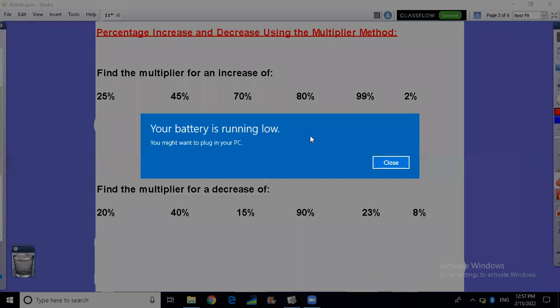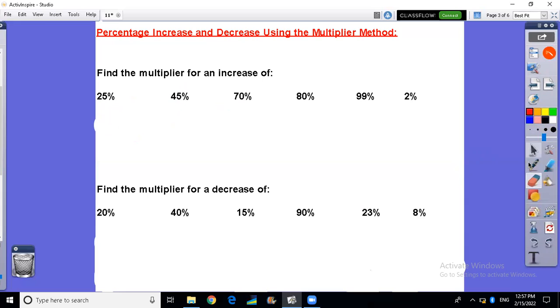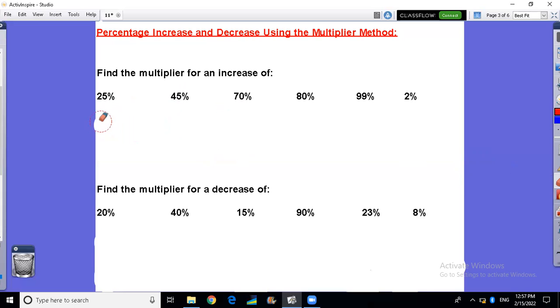Find the multiplier for an increase of 25%. How can we find the multiplier of an increase of 25%? The first thing you should remember is that we're always dealing with 100%. The original value is always 100%. So if there is an increase of 25%, increase means that we're going to add 25%. So what is 100% and 25%?